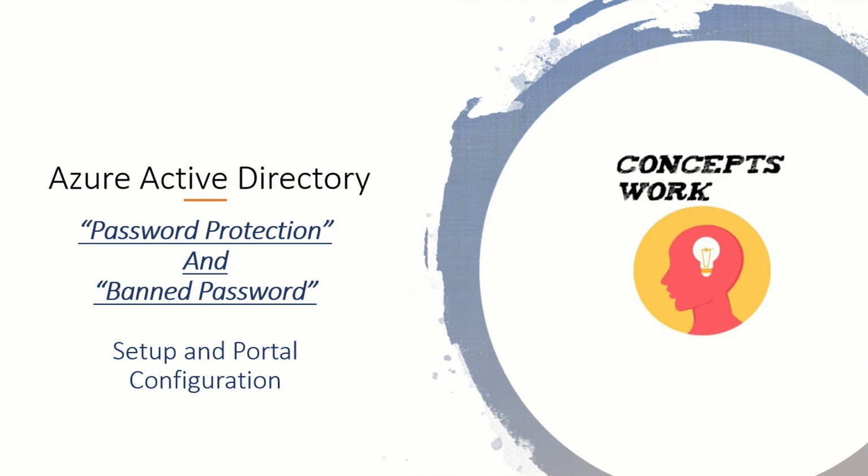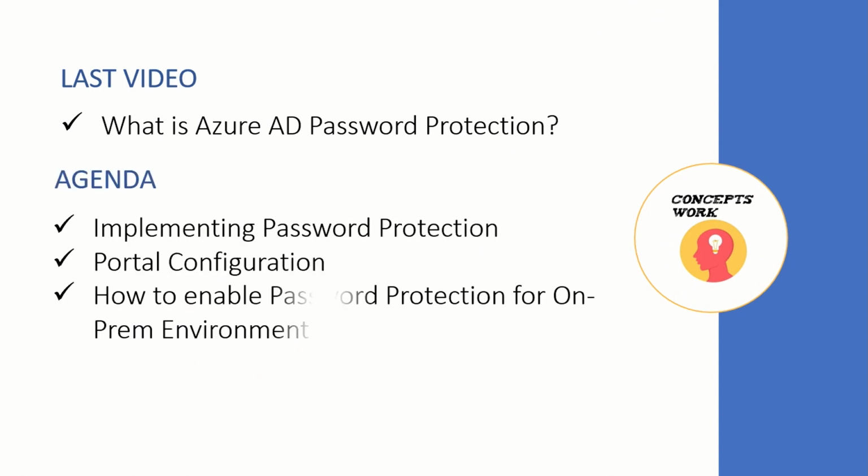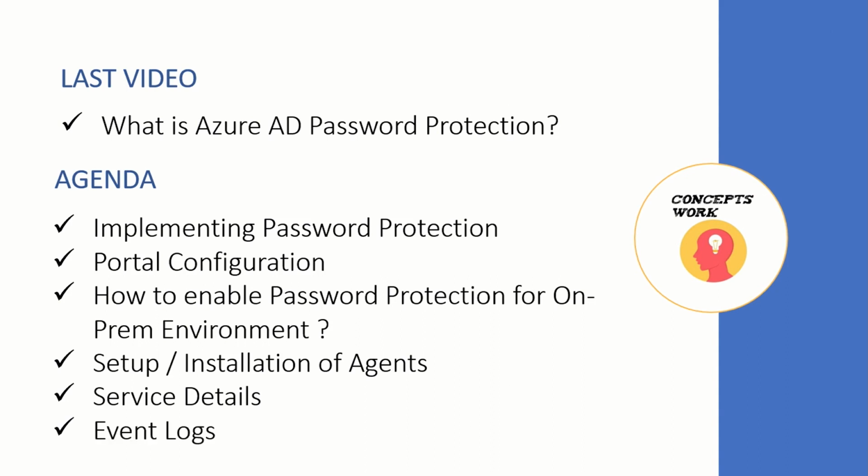And in this video, we are going to talk about the setup and portal configuration required for password protection and banned password. Now, if you're watching this series from the beginning, in the last video, we discussed the theoretical part related to Azure AD password protection, whereas the agenda of this video will be knowing how you should implement password protection, what the different portal configurations are that need to be in place, how to implement password protection for your on-prem environment, and what the different setup and installation agents are that you need to make it work.